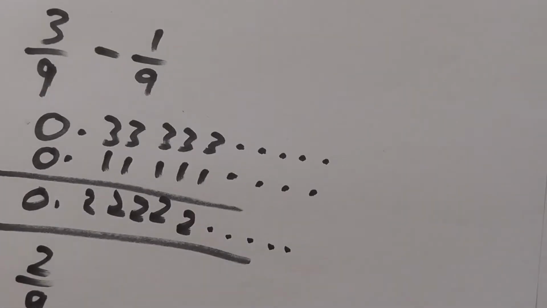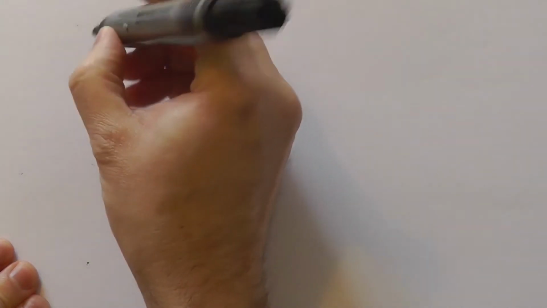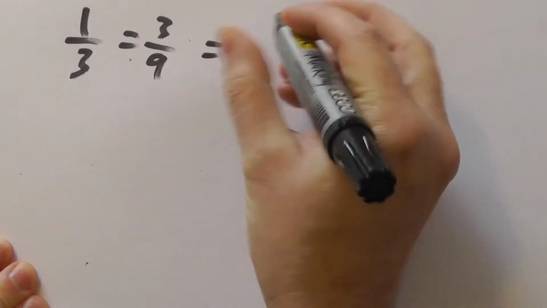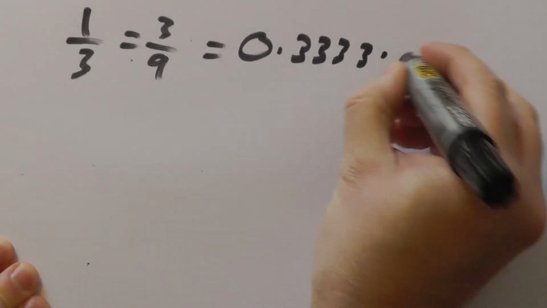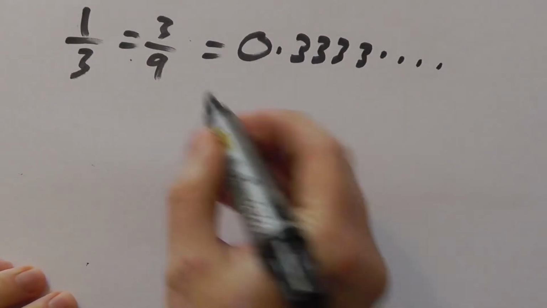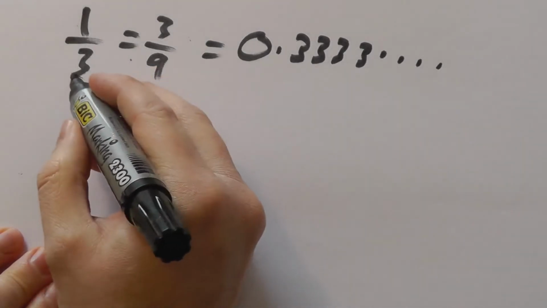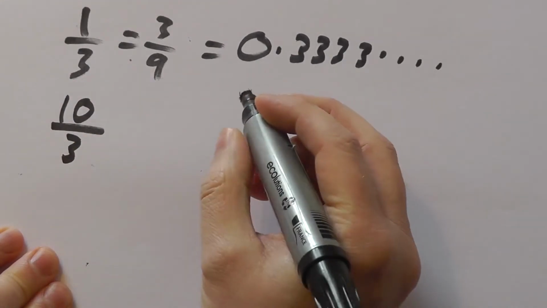You can also multiply recurring numbers. So let's go back to 1/3 equals 3/9 equals 0.333 recurring. You can multiply that number by 10. So that'd be 10/3.